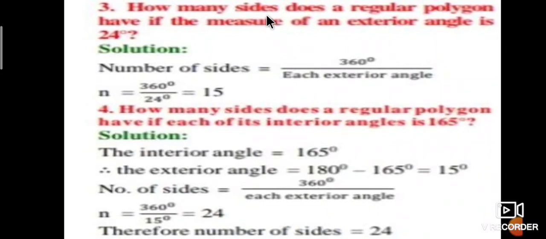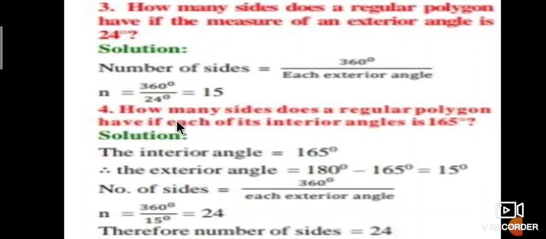Next, how many sides does a regular polygon have if the measure of an exterior angle is 24 degrees? We observe this one. It is already solved. Therefore, the number of sides is equal to 360 divided by each exterior angle, that is n is equal to 360 divided by 24 degrees, that is equal to 15.